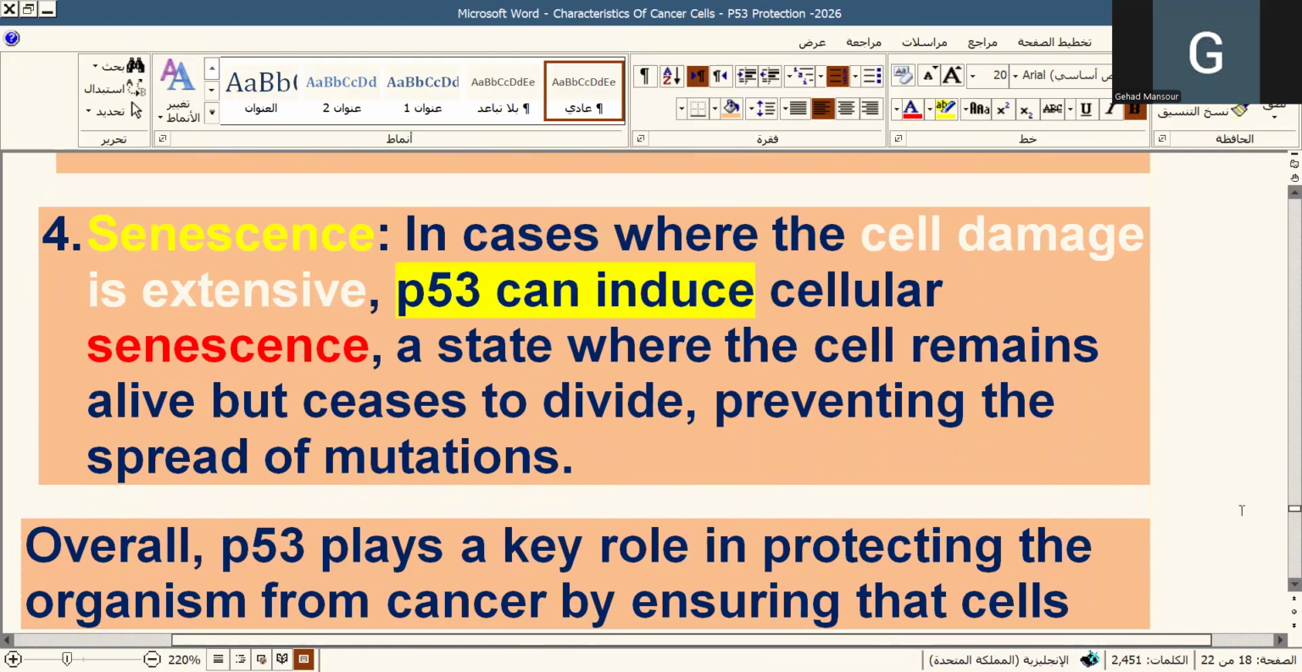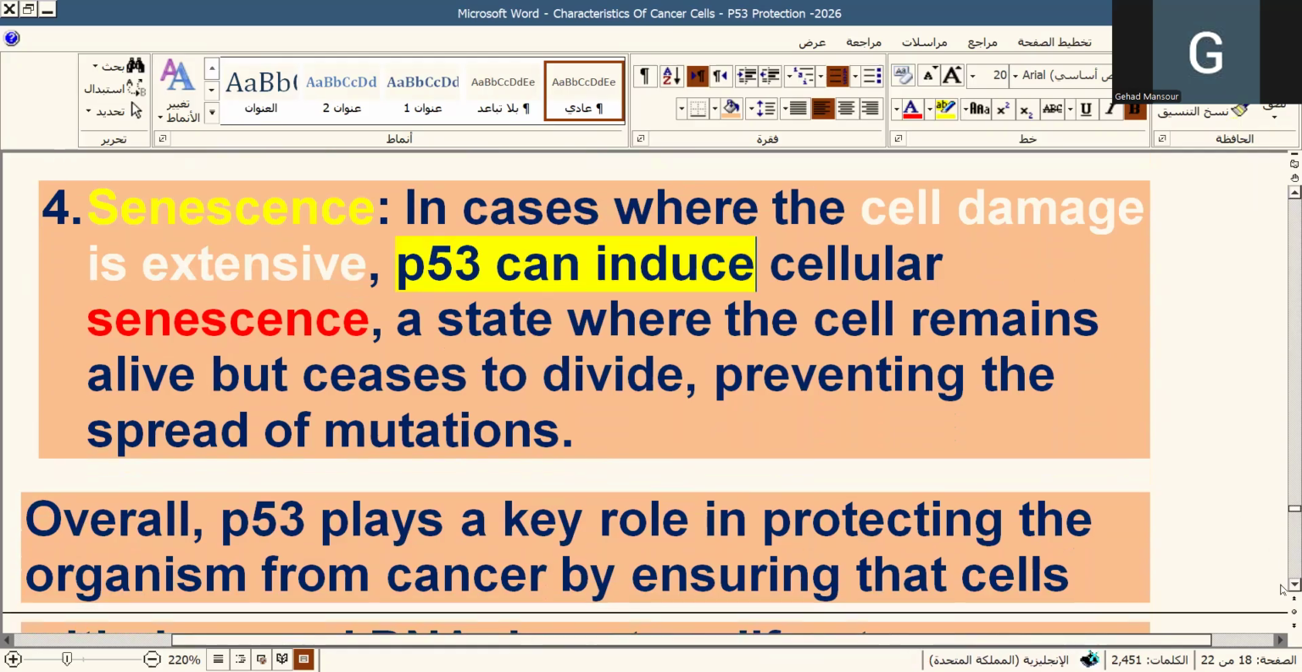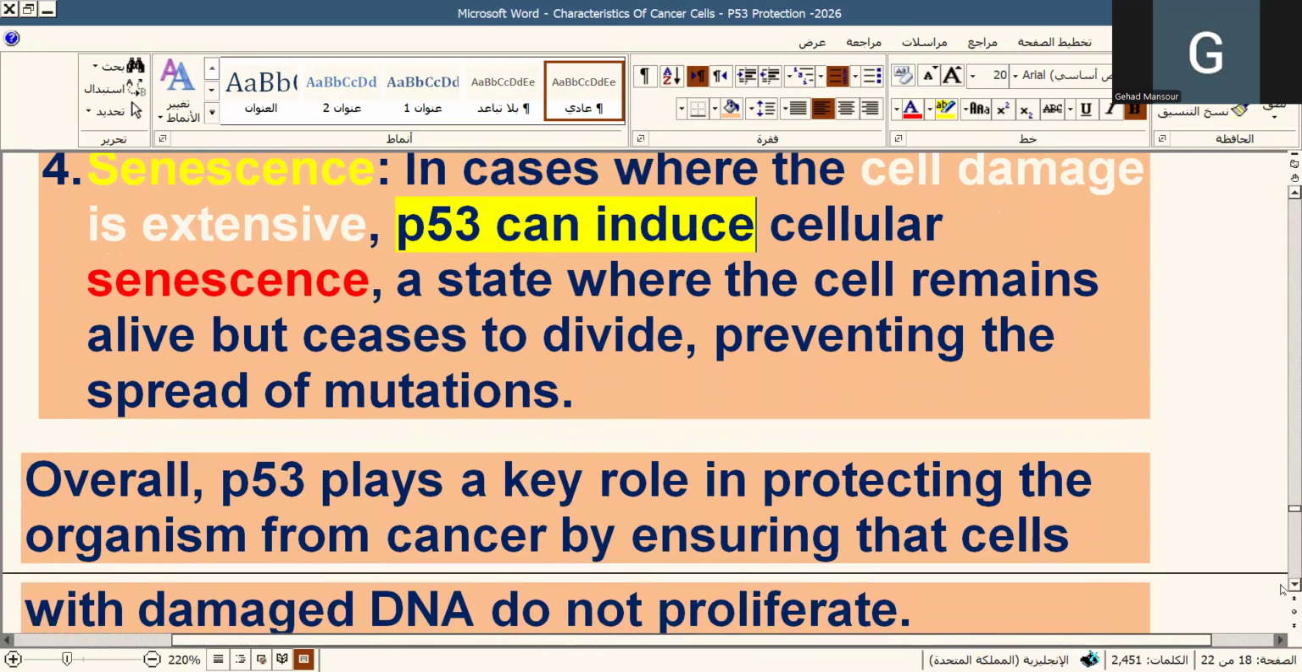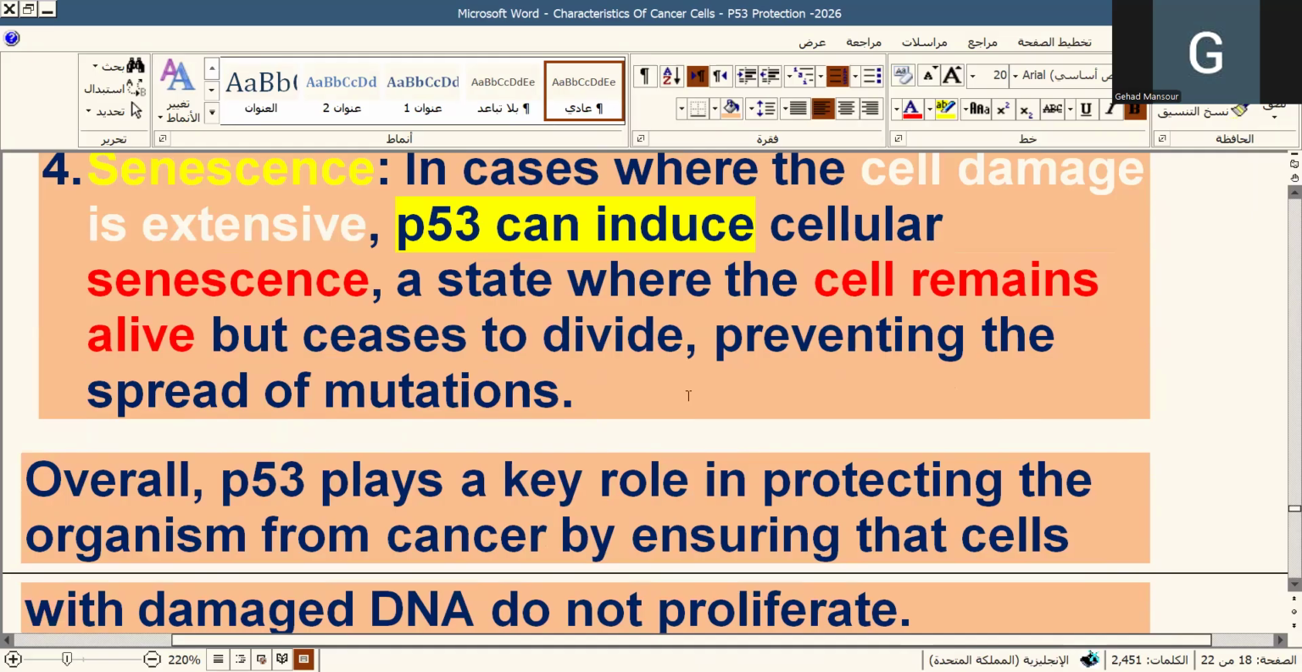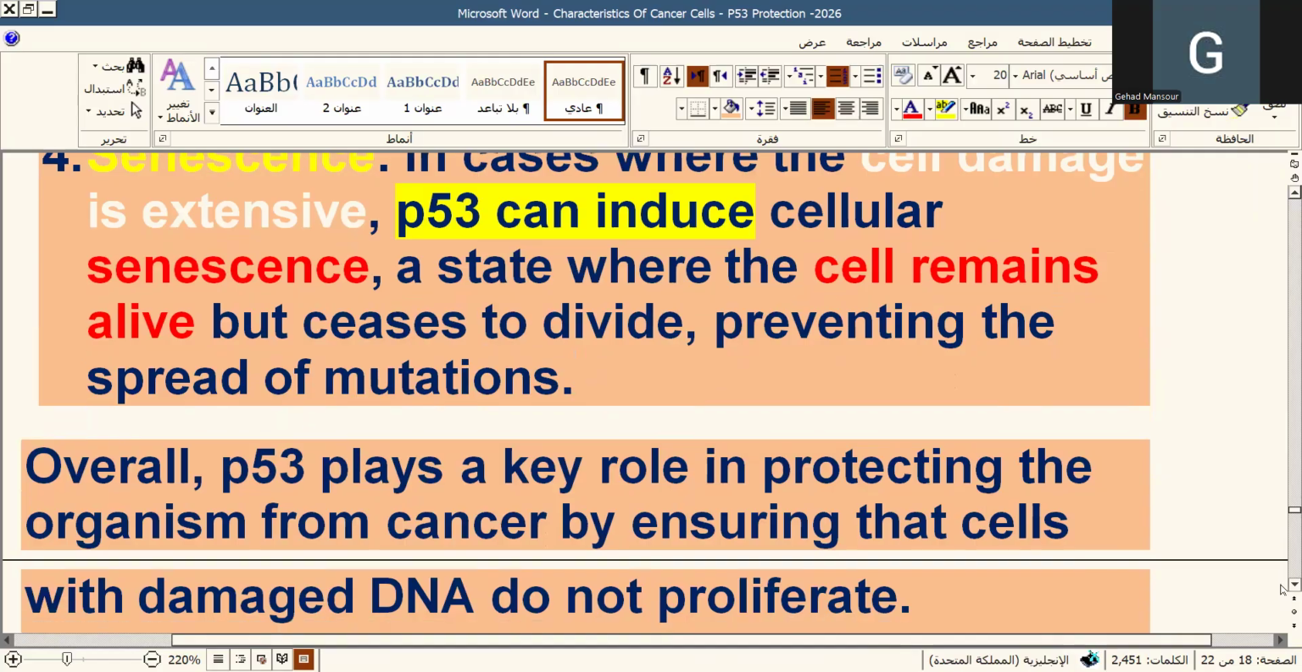So this is a fourth function of P53 that we are mentioning here because we are going into depth more in the actions of P53. What do we mean by senescence? In senescence, the cell will not undergo apoptosis. The cell will stay alive. But what happens is that the cell is arrested from division. So it will stay permanently in the G0 phase.